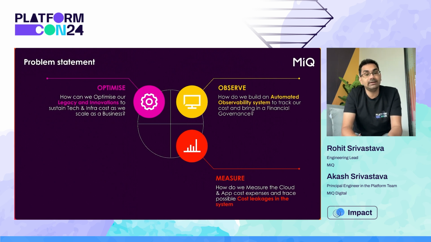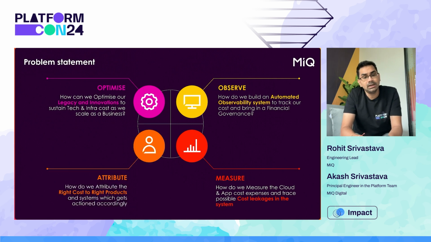Third is measurement, which means that while we are optimizing and while we are observing, it is very important for your teams and individual verticals to know what they are spending on, right? Which means that you need to measure against a certain benchmark, you need to measure against what your financial goals for the year are, and that's where our goal is cost per GP.